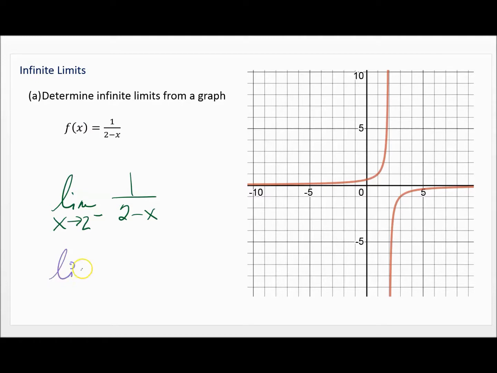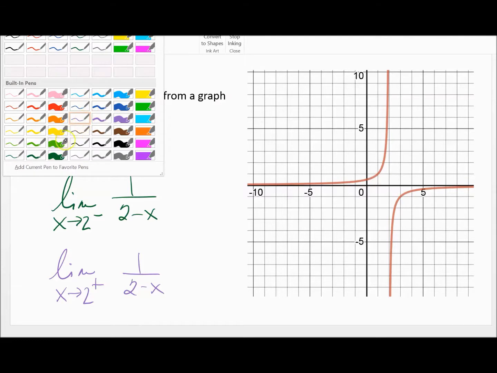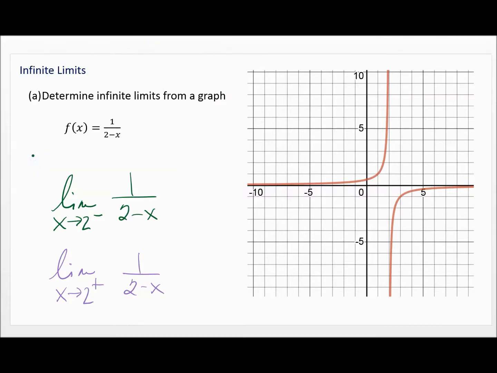Okay, the limit as x approaches 2 from the right of 1 over 2 minus x. So how are we going to handle this? You know what to do. So first of all, we're looking at 2 from the left. Where's 2? 2 is right here. It's a problem, right? 2 plugged into this gives us a 0 in the denominator. So we know the limit doesn't exist. But in what way does it not exist?